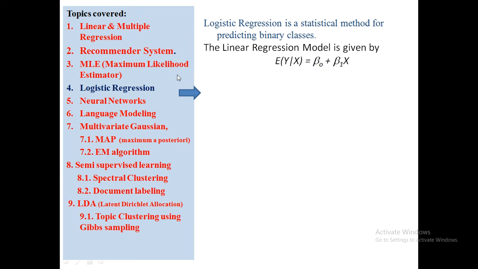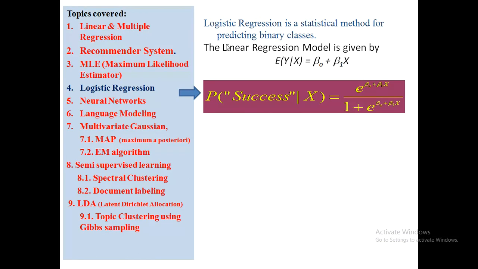The next one is logistic regression. This is a statistical method like regression, but it is used for classification, that is, for binary classes. Recalling the structure of linear regression, it looks like this: estimated y is beta naught plus beta 1 x. But coming to logistic regression, we convert those outcomes into probability form.